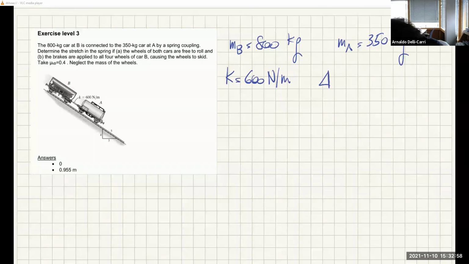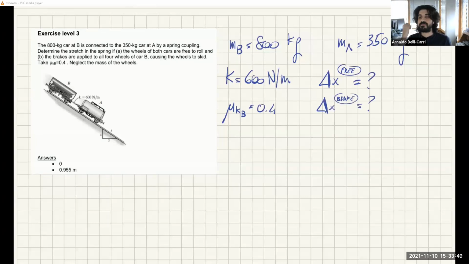So we want to find delta x if the wheels of both cars are free to roll, and if B is braking. Okay, so we know that the coefficient of friction of B is 40%. So we want to find delta x if free. And let me write it like this, delta x free, and delta x braking, where delta x is the elongation of this spring here.